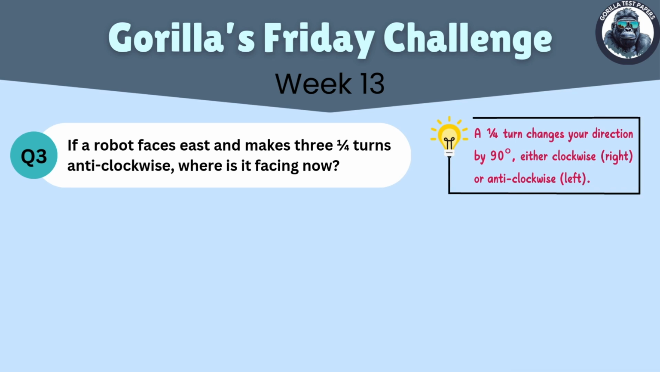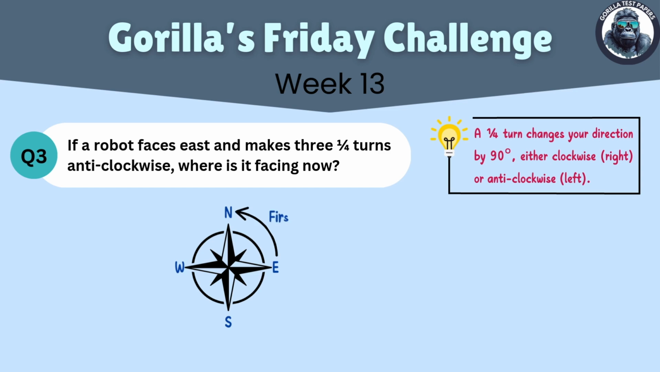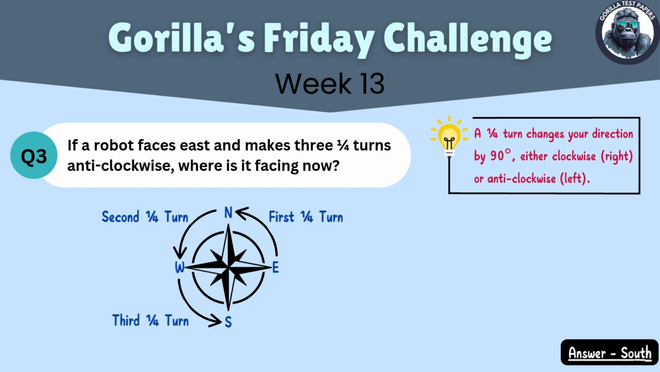In this question, the robot is turning anti-clockwise, which means to the left, and it makes 3 1/4 turns. So let's break it down step by step, starting from east. After the first 1/4 turn anti-clockwise, the robot is facing north. After the second one, it's facing west. And after the last one, it's facing south. So therefore, 3 1/4 turns anti-clockwise from east takes the robot to south. This is the answer for this question.